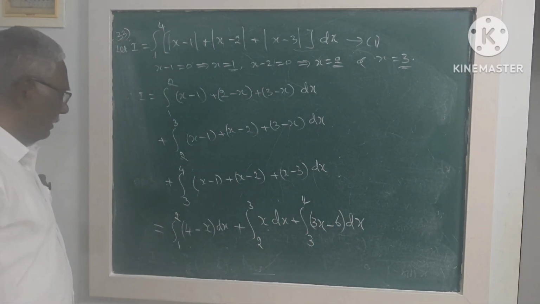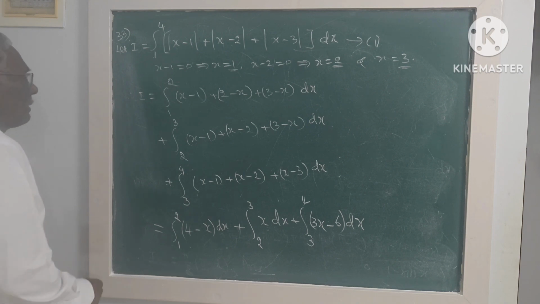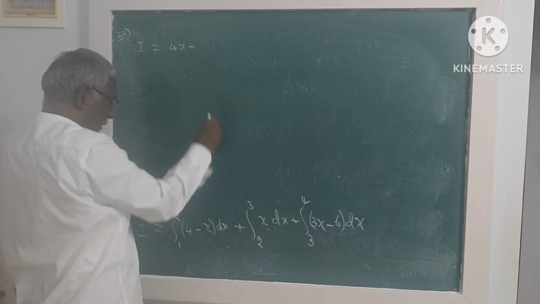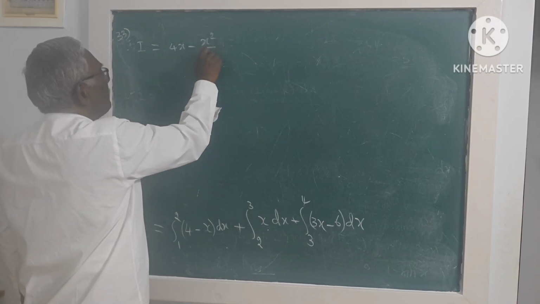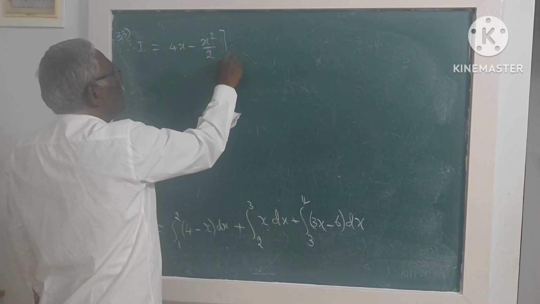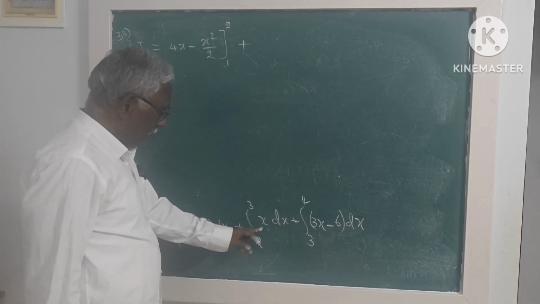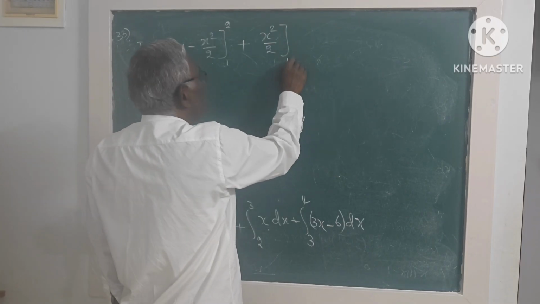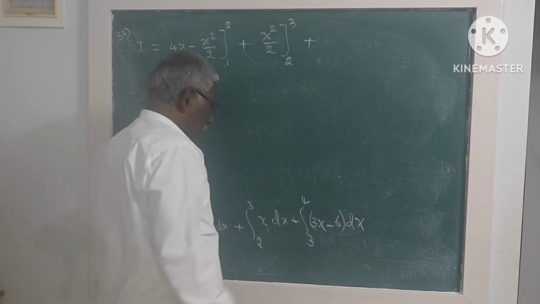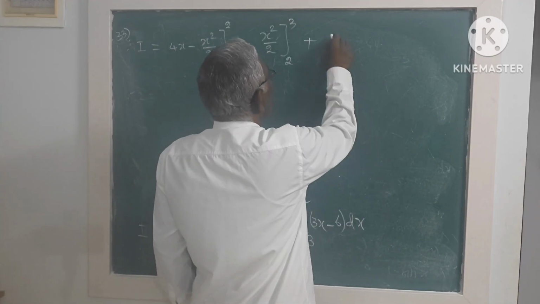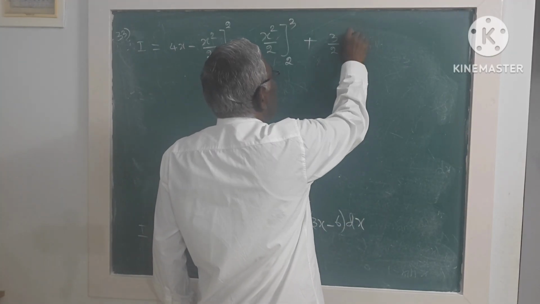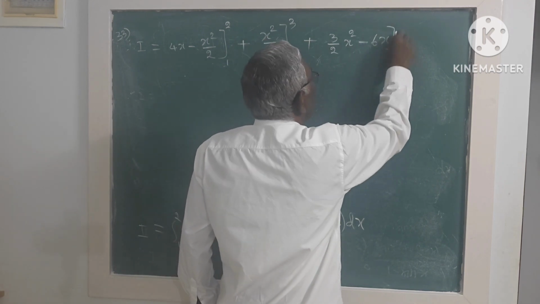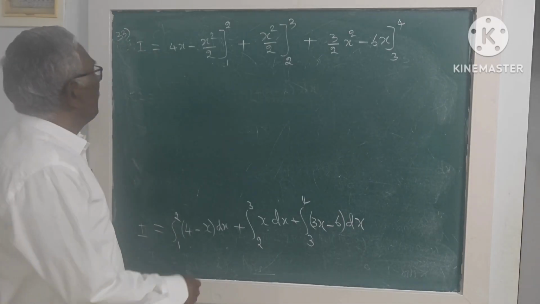Now we have to integrate and substitute the upper limit and lower limit. On integrating we will get 4x minus x square by 2, limit varies from 1 to 2, plus x square by 2, limit varies from 2 to 3, plus 3 by 2 x square minus 6x, limit varies from 3 to 4.